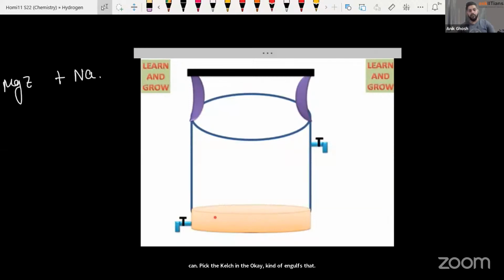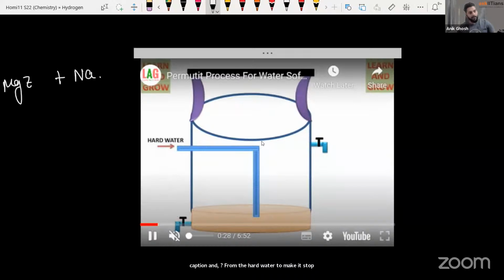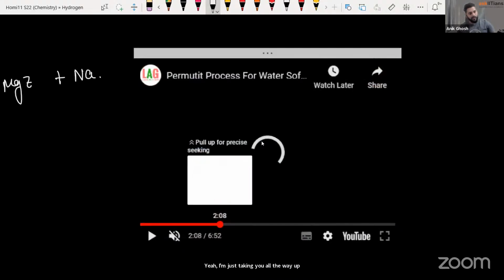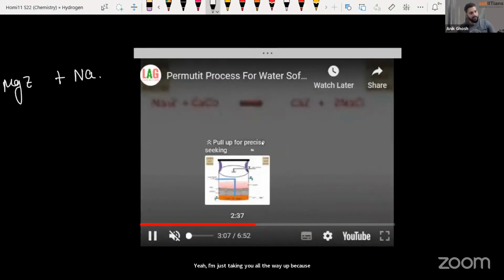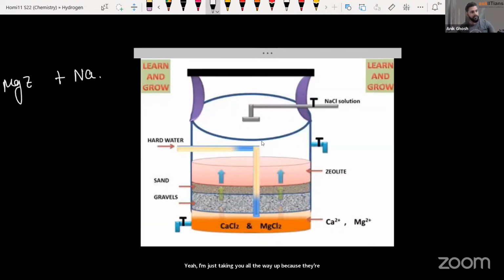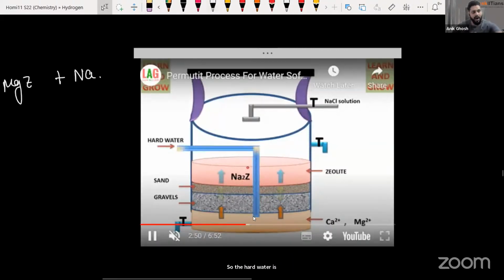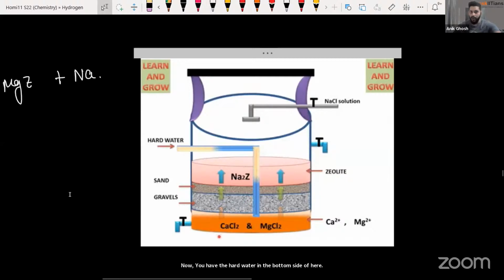We are trying to learn how to remove the calcium and magnesium ions from the hard water to make it soft water. Okay. So see, what are we doing? Here, I'm just taking you all the way up because they are trying to give you things in a more detailed manner. See, what is happening here? The hard water is being given. Now, you have the hard water in the bottom side over here, right? Calcium and magnesium chloride. Hard water contains different kinds of chloride or sulfide, right?